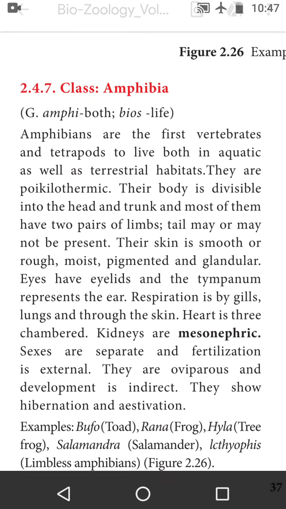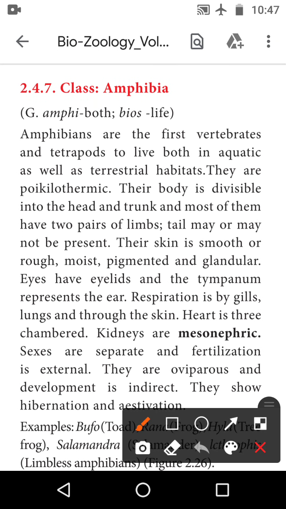It is the Amphibia. So what are the general characteristic features of Amphibia? Amphibians means, what is amphibians? Yeah, correct. Amphibians have a special characteristic: this organism lives in water and on land.